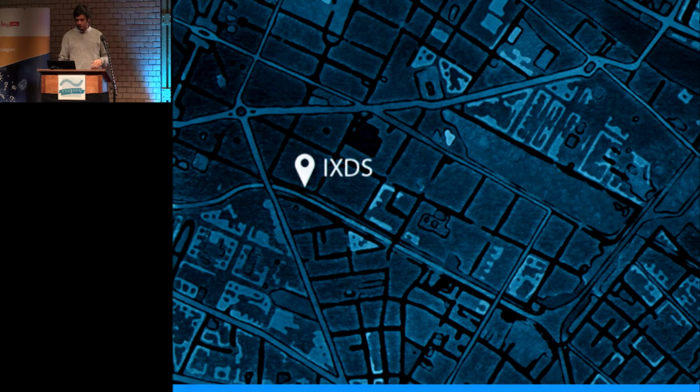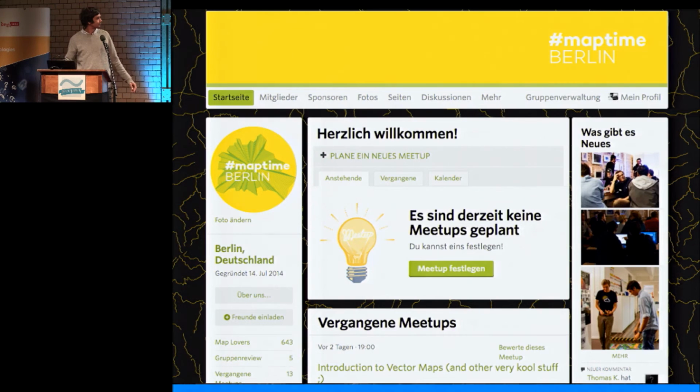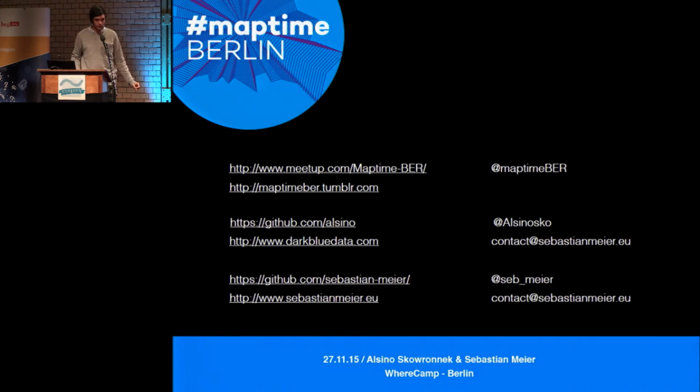And this is our location. We're sponsored by IXDS, luckily, a design agency in Kreuzberg. And as I said, we meet once a month. This is the URL if you want to check out: meetup.com/maptime/BER. This is what it looks like. And this is our contact.